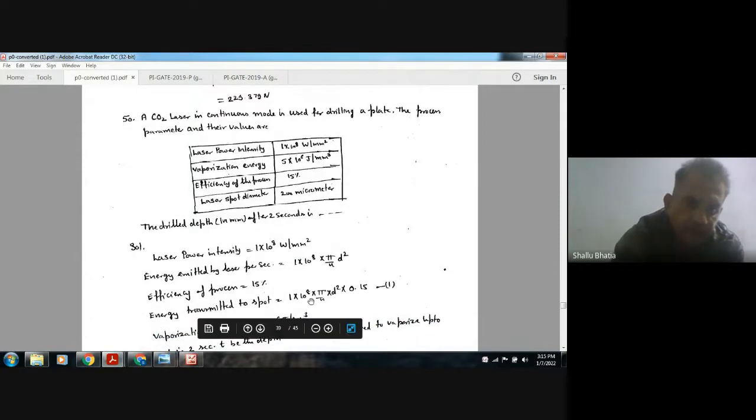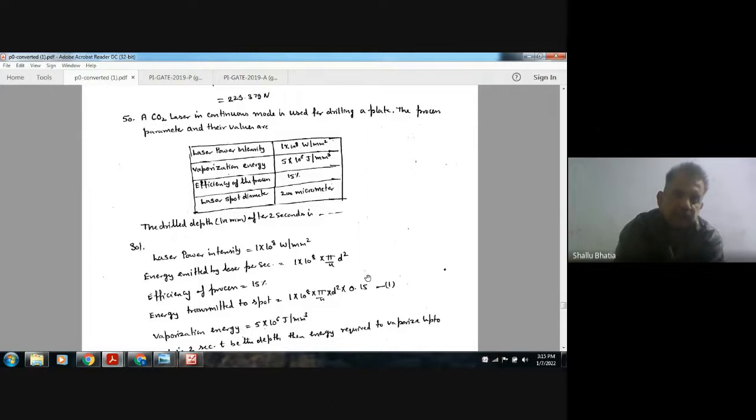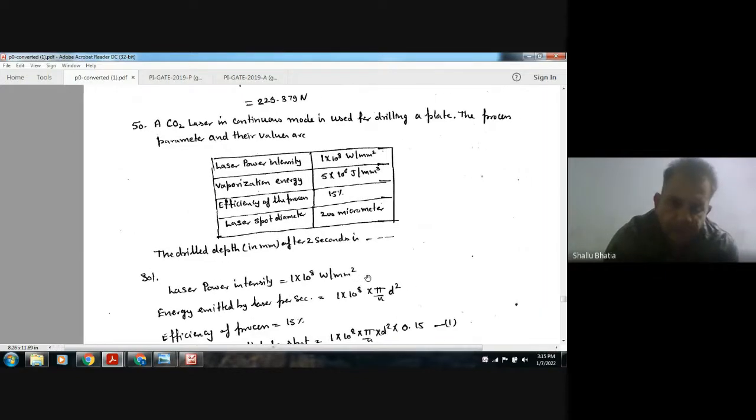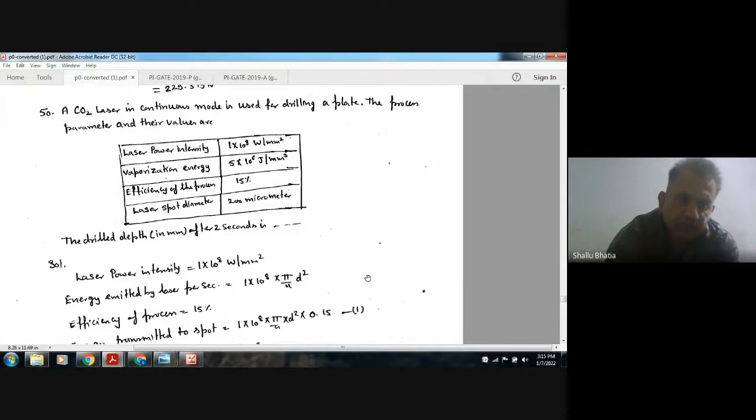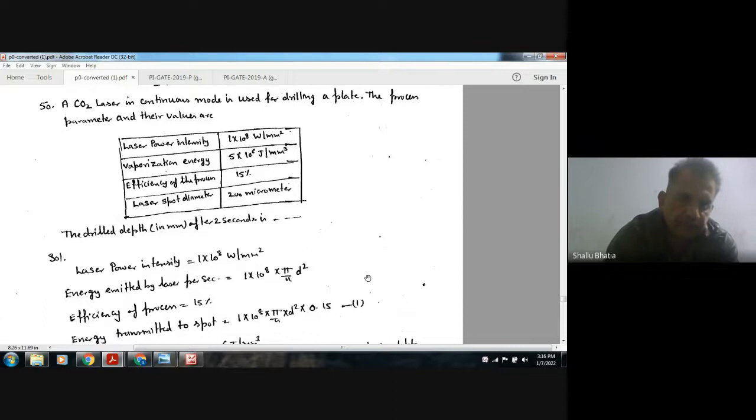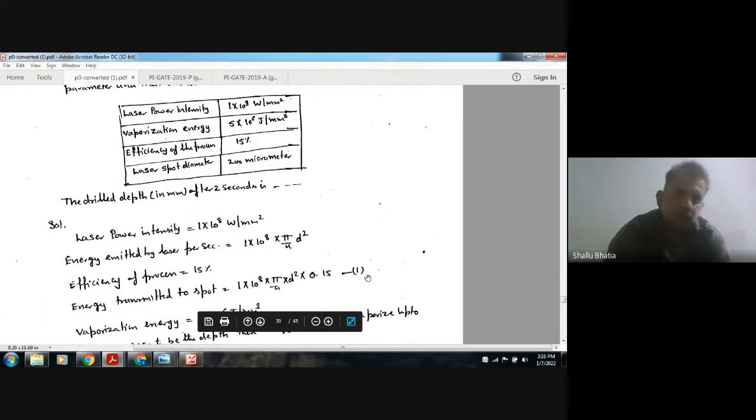Next, a CO2 laser in continuous mode is used for drilling a plate. The process parameters and their values are: laser power intensity is equal to 1 into 10 power 8 watt per mm square, vaporization energy 5 into 10 power 6 joule per mm cube, efficiency of the process 15%, laser spot diameter 200 micrometer.